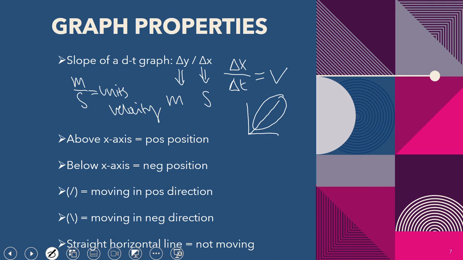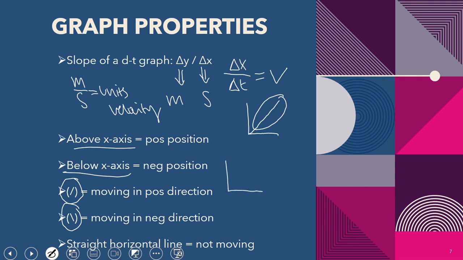And then a couple other quick tips to remember is that if your line is above the x-axis, you're at a positive position. If it's below the x-axis, you're at a negative position. If the slope of your graph looks something like this, a forward slash or moving up and to the right, the object is moving in a positive direction and therefore has positive velocity. But if the slope of your graph looks something like this, down and to the right, your object is moving in the negative direction and has negative velocity. And this is regardless of where your object is in position.